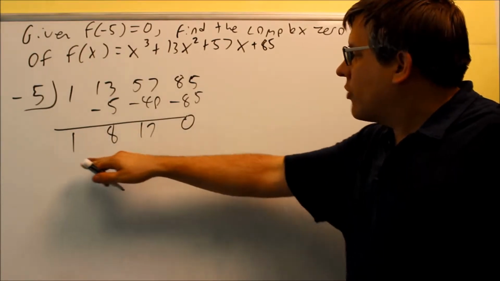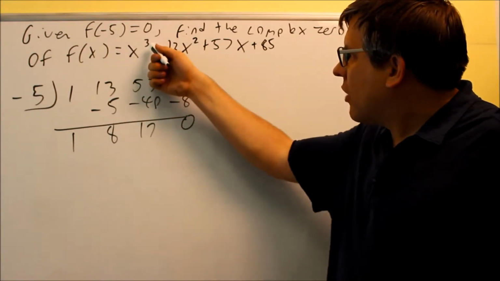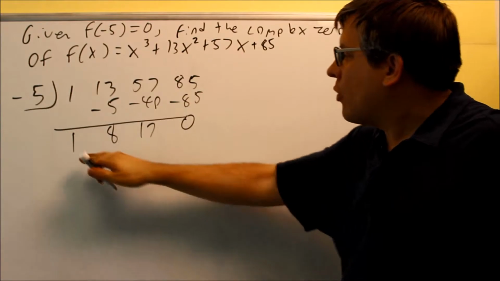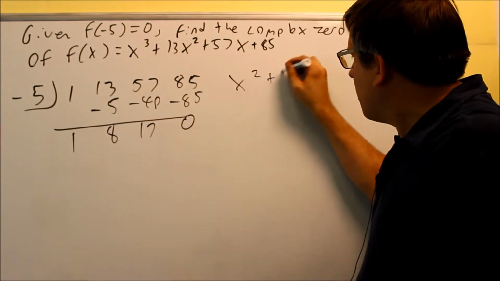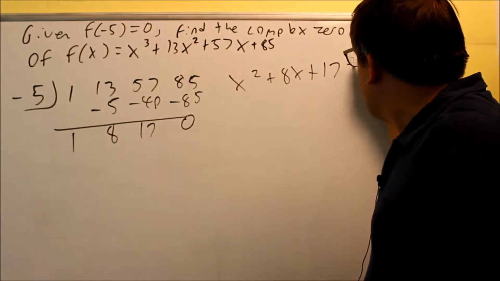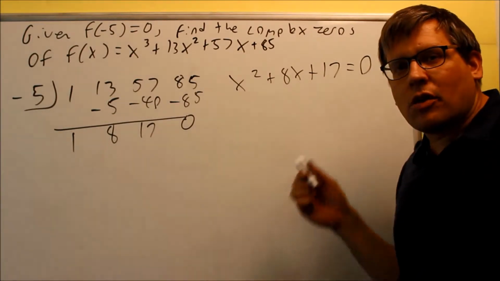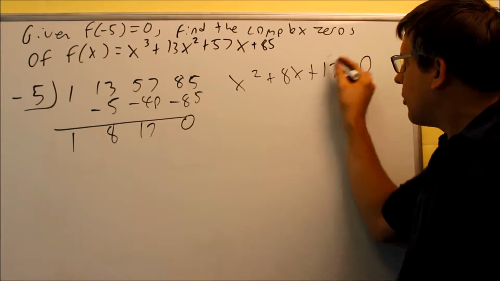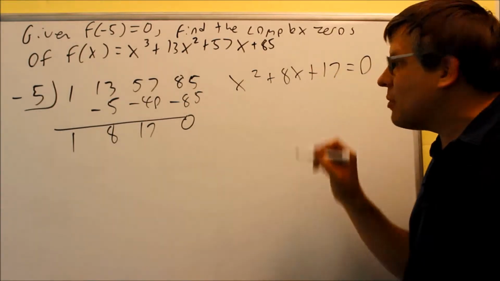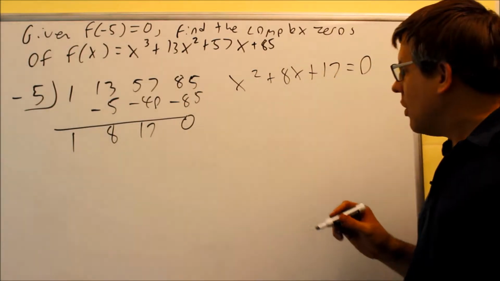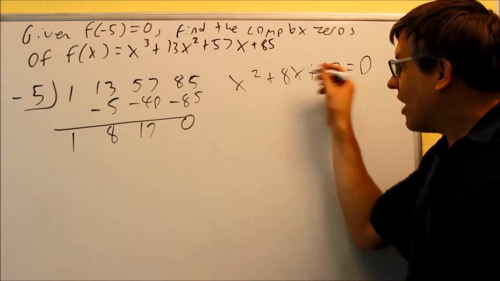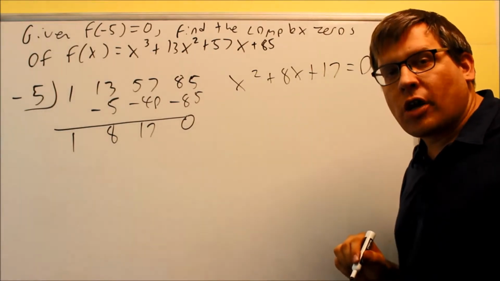And what do we have left? It was raised to the power of 3, and so now we're going to put in our coefficients: x squared plus 8x plus 17, and now we want to set that equal to 0. Now the problem with this is we're not going to be able to factor this one, because two numbers that multiply to make 17 and add to be 8 don't exist. So whenever you can't factor something, you have to go to the quadratic formula.